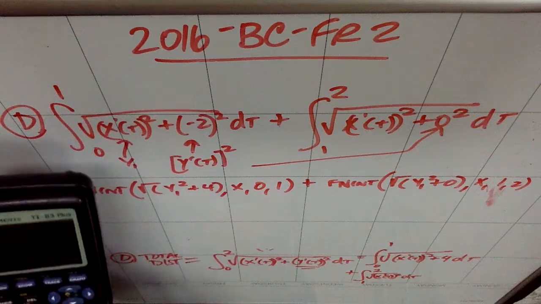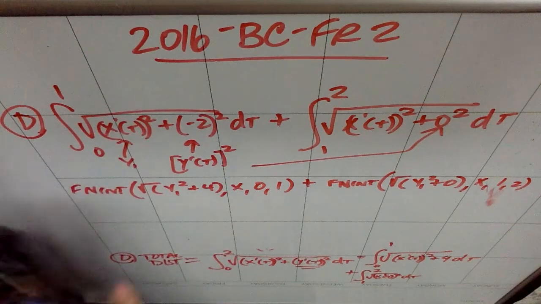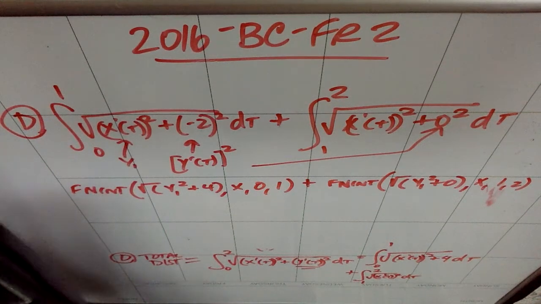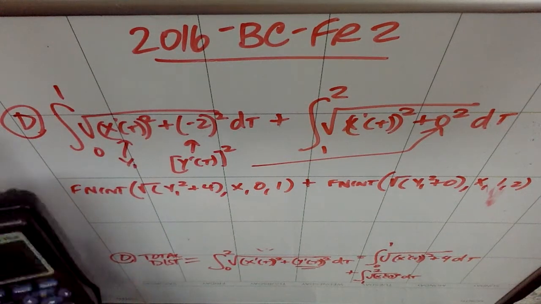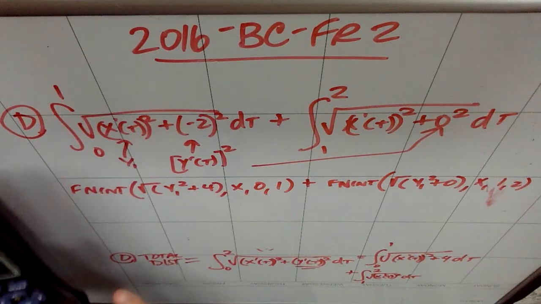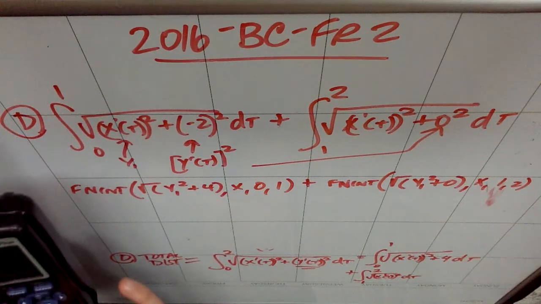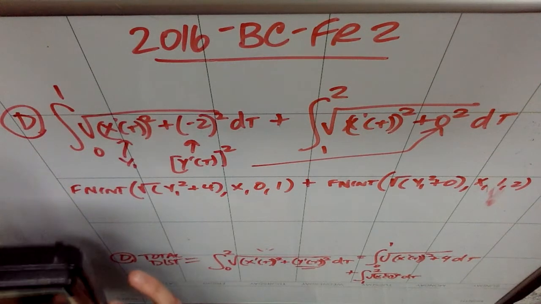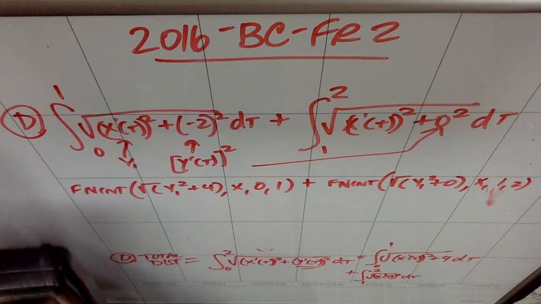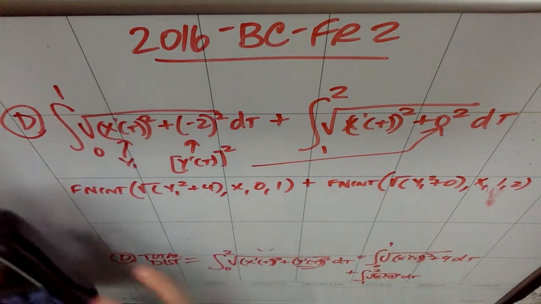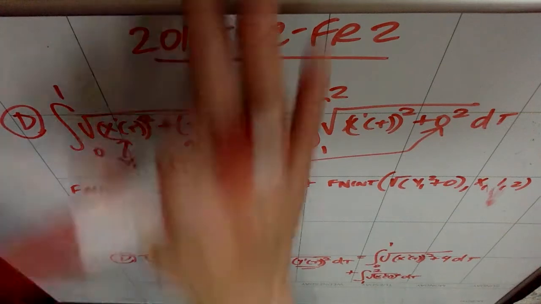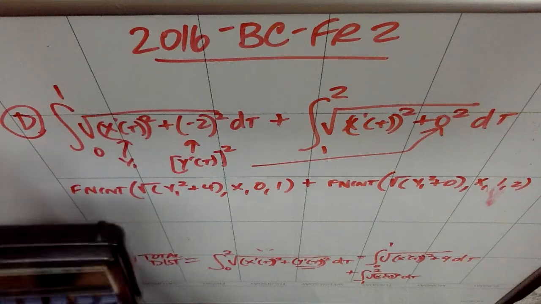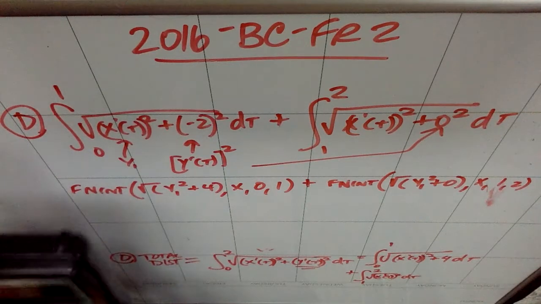So math 9, square root, over to function pick y1 squared plus 4, close the parentheses, comma, with respect to x from 0 to 1, close the parentheses, plus math 9, square root of y1 squared plus 0. Again, if you want to write the +0, that's fine. If you don't, that's also fine. Close the parentheses, comma, with respect to x, from 1 to 2.